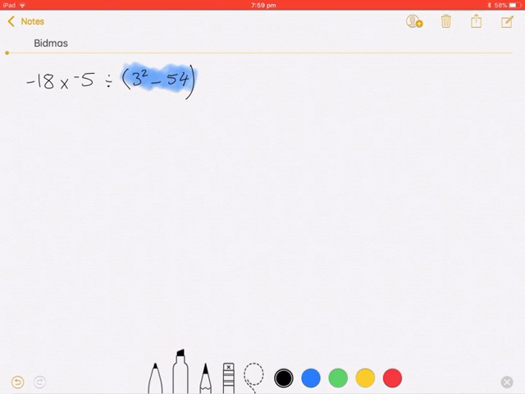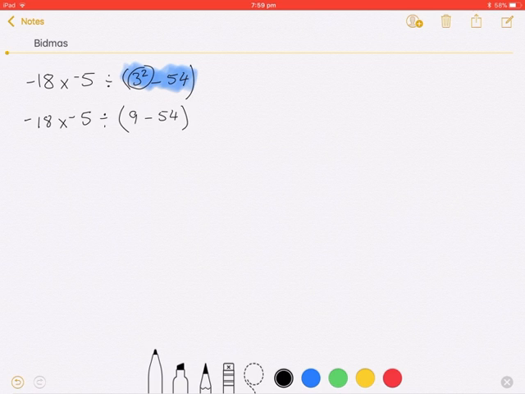The first thing within that brackets that I've got to look at now is the I, which is the indices. So I leave everything else as is, divided by. Now I've got to do what's in those brackets first. The first bit, which is my indices, is this bit here, 3 squared. You know 3 squared is 9, and there's going to be 9 take away 54.